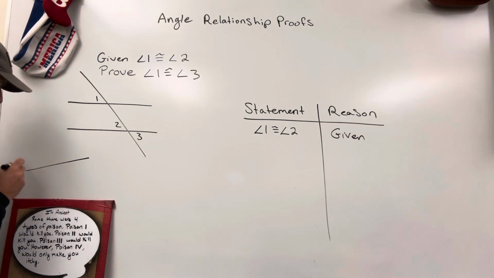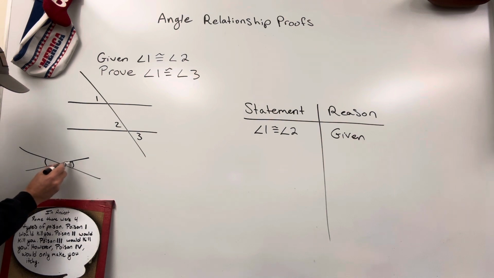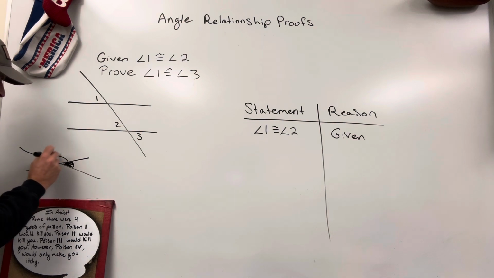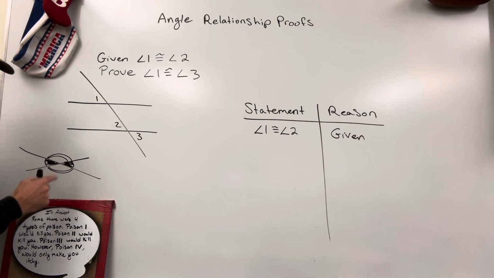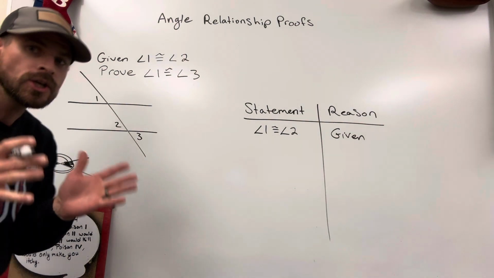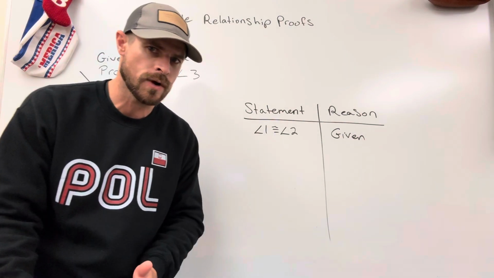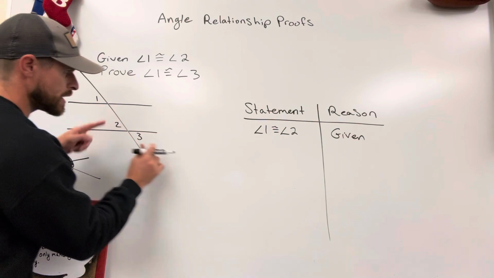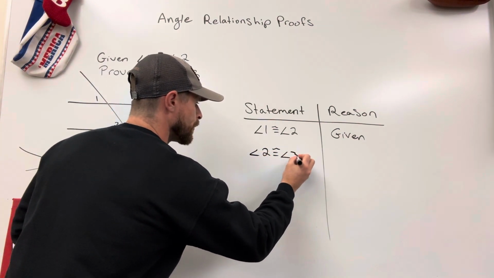If I make two lines intersecting like this, this angle here and this angle here are what we call vertical angles. This angle will always be congruent to its vertical angle, just like this angle will always be congruent to its vertical angle, the opposite angle across from it. So since we know that, a piece of math that we learned way back in probably 7th or 8th grade, we can confirm that angle 2 is congruent to angle 3.